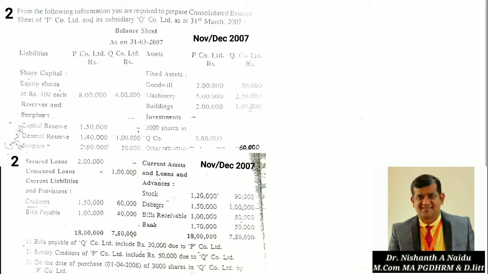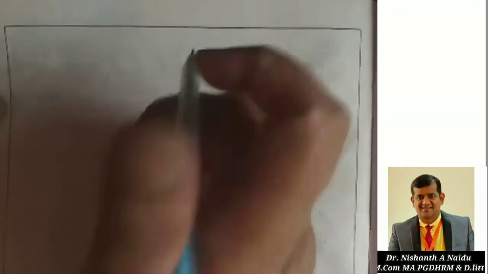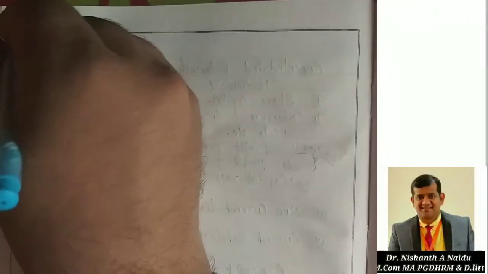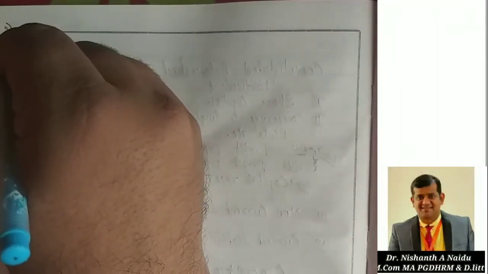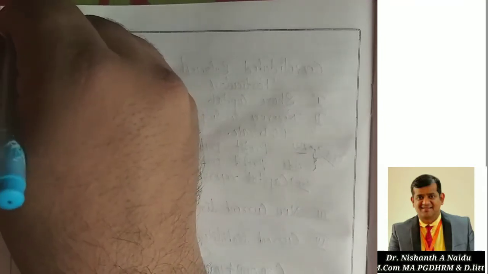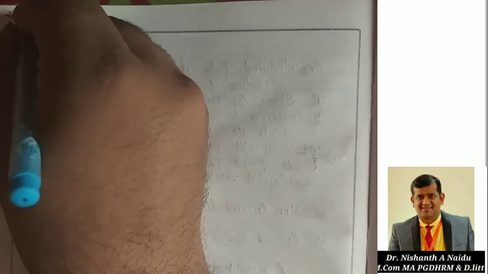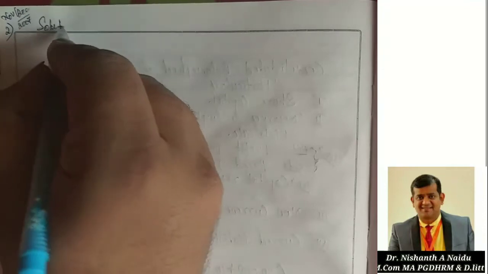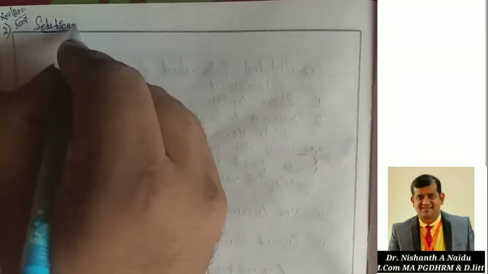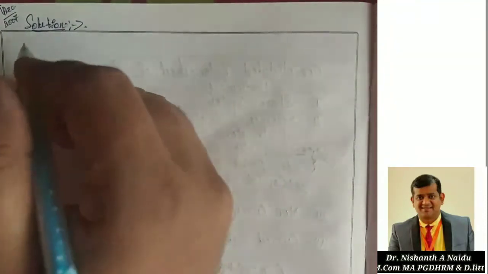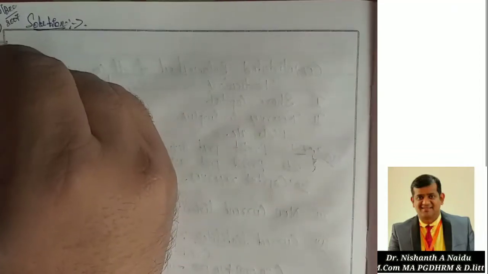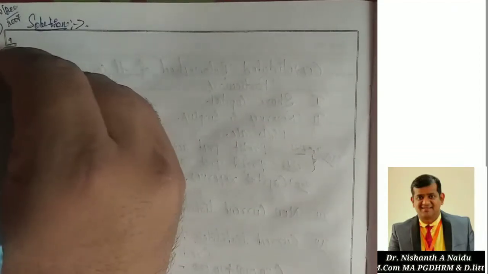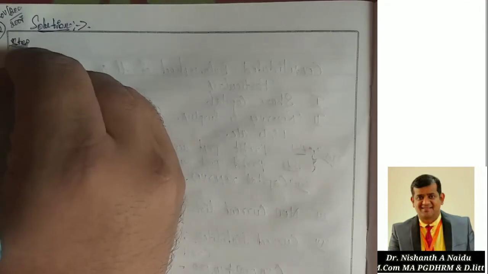Let us begin with the working note part. Dear students, let us start the solution. So that is number 2, the November December 2007 question paper. So the solution we are doing: always we should start with the first working note, that is step 1.